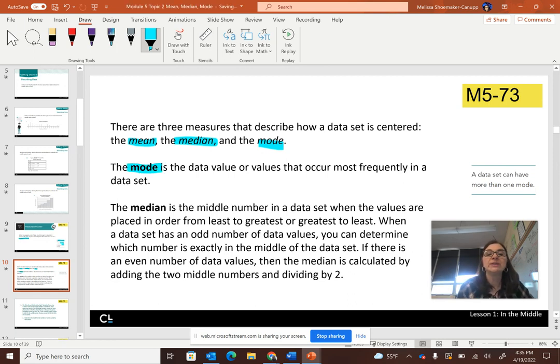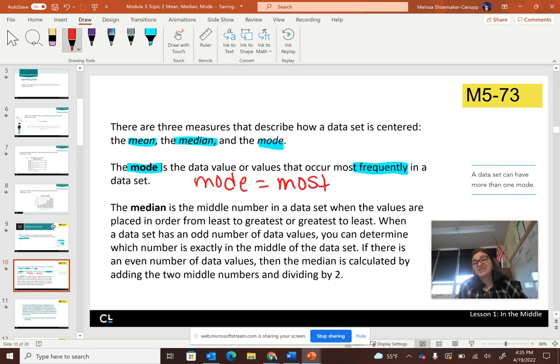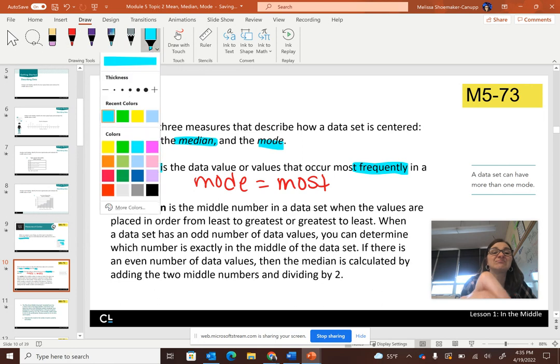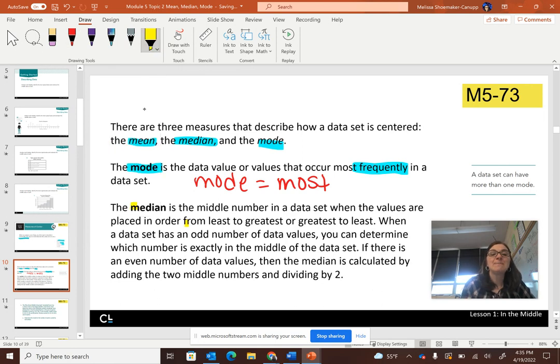The mode is the data value or values that occur most frequently. I say the mode is the most. It's the number you see all the time. Okay, the median is the middle number in a data set when the values are placed in order from least to greatest or greatest to least.